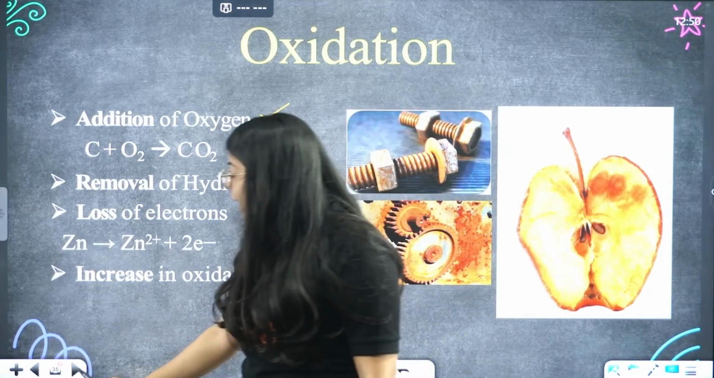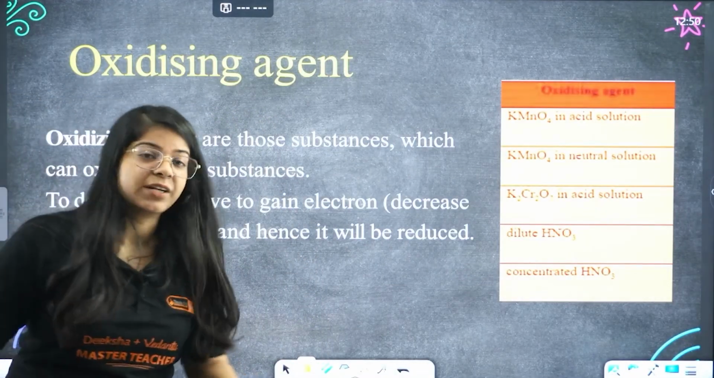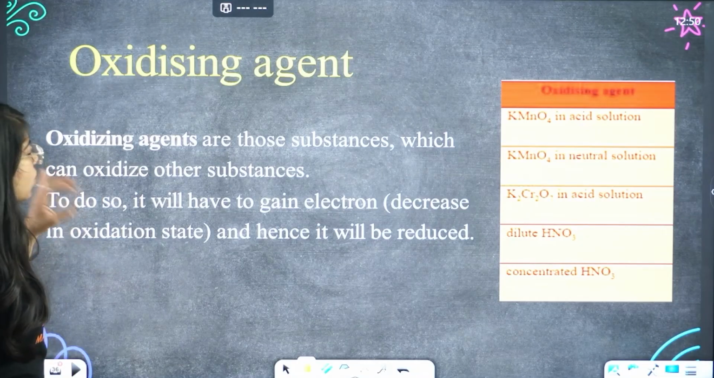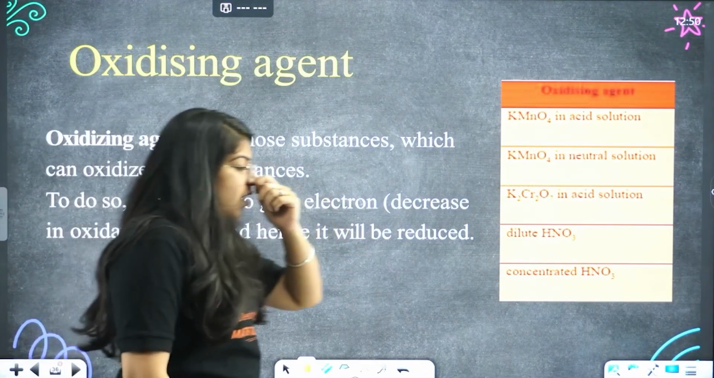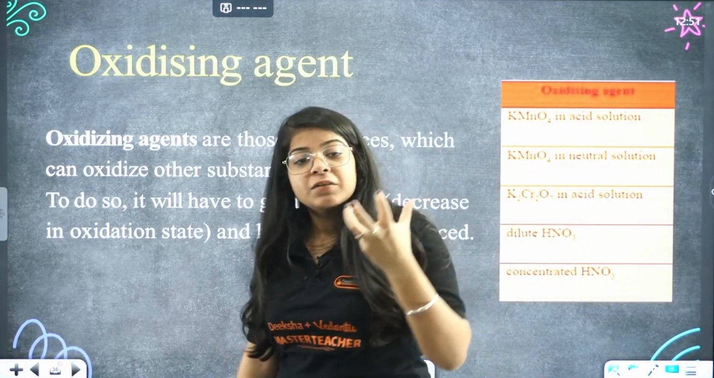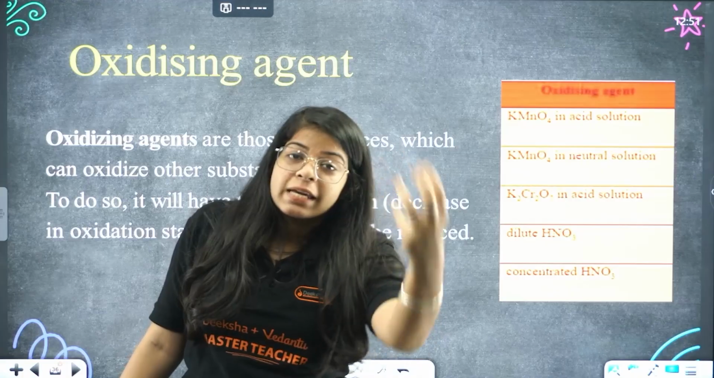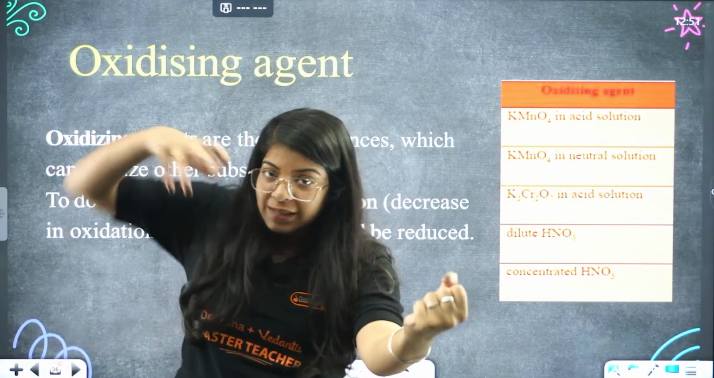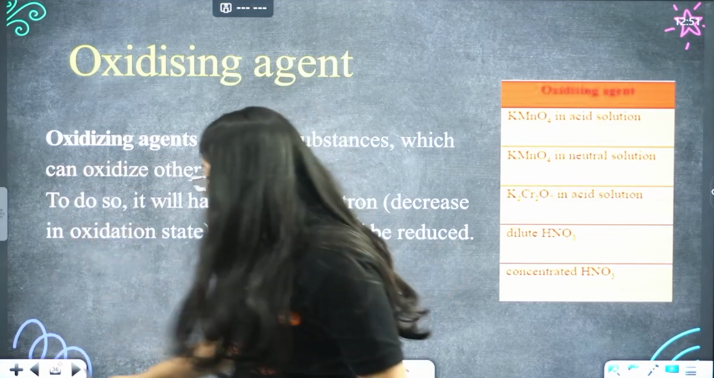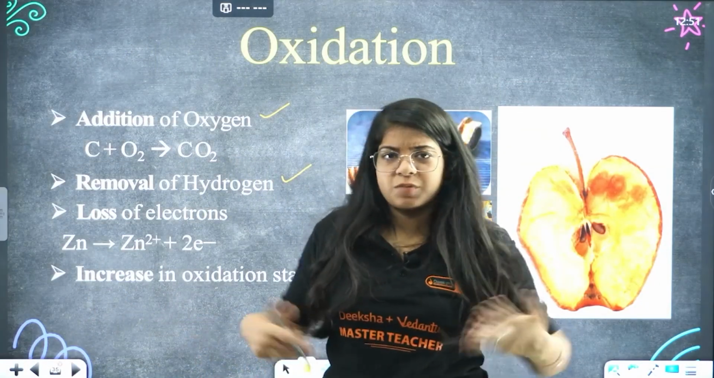Understood? Easy. Now there is one more thing that is a little bit confusing. It is the oxidizing agent. What is an oxidizing agent? Oxidizing agents are those substances which can oxidize other substances, that means they can make other substances lose electrons, gain oxygen or lose hydrogen. It made another substance, here Zn, lose electrons. How did Zn lose electrons? Not just by sitting, right?